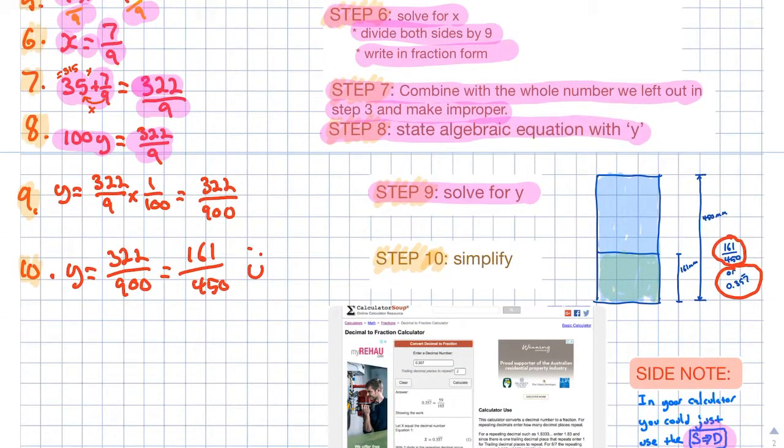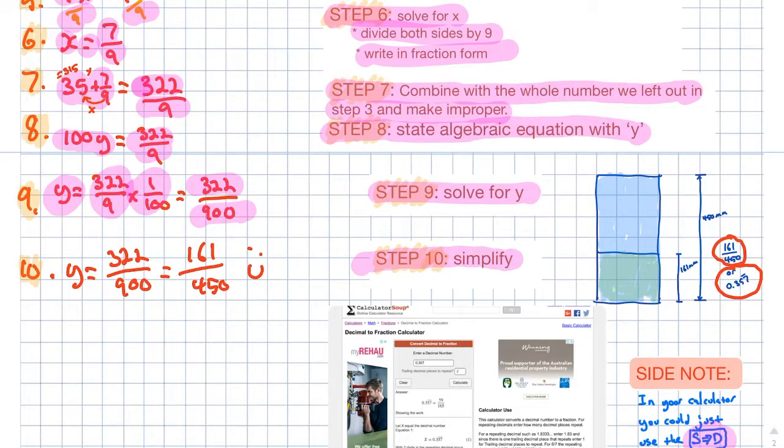Now we want to solve for y. So if we solve for y, we want to divide both sides by 100. So 100y divided by 100 equals y. And 322 over 9 divided by 100 is the same as 322 over 9 times 1/100th. 322 times 1 equals 322. 9 times 100 equals 900. And that step is done.